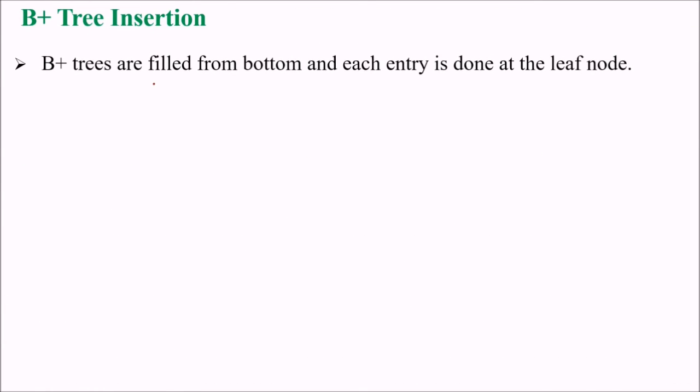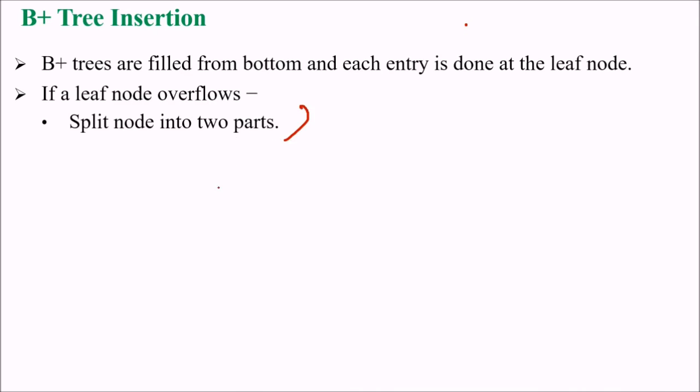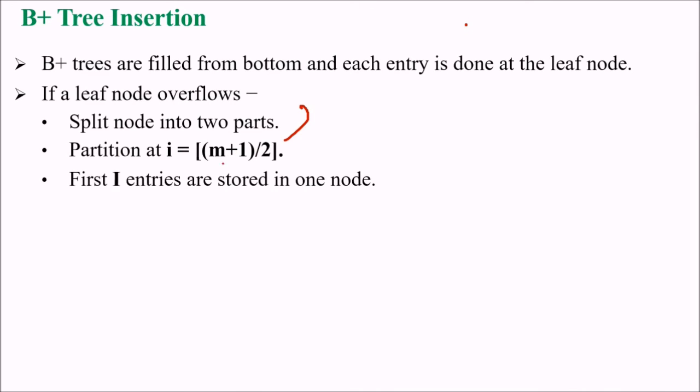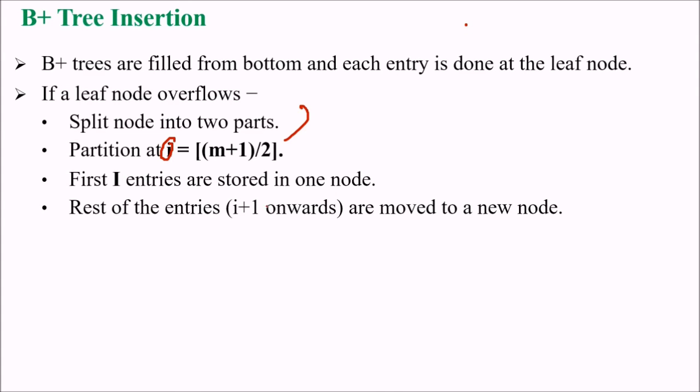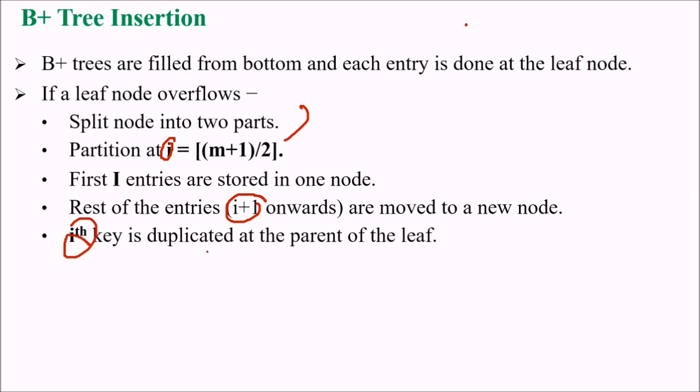In the insertion of a B plus tree, the tree is filled from the bottom, and each entry is done at the leaf node. If a leaf node overflows, we split the node into two parts, and the partition is done like this: i is equal to (n plus 1) by 2, the mid. The first i entries are stored in one node, and the rest, from i onwards, are moved to the new node. The ith key is duplicated at the parent of the leaf.